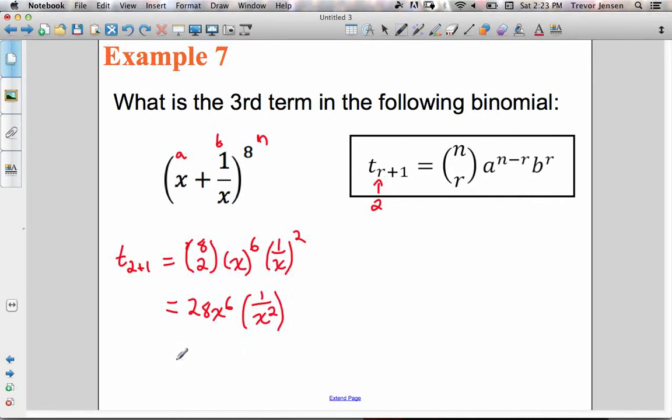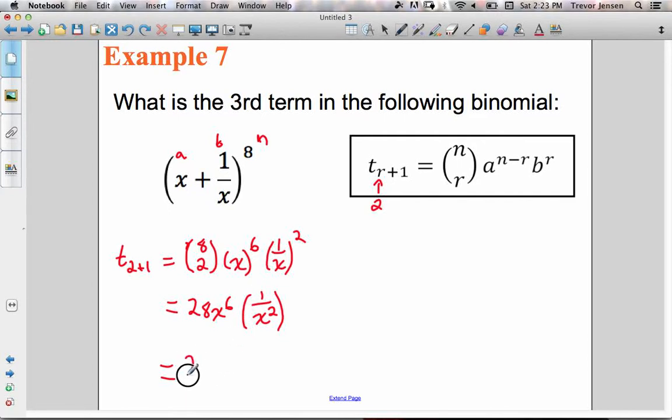Now, a couple ways to think of this. Well, 28 times 1 is 28, so that's fine. You could remember the quotient rule when you have two powers being divided with the same base. So I have x to the 6 divided by x squared. You just have to subtract the exponents, so that'll equal x to the 4.